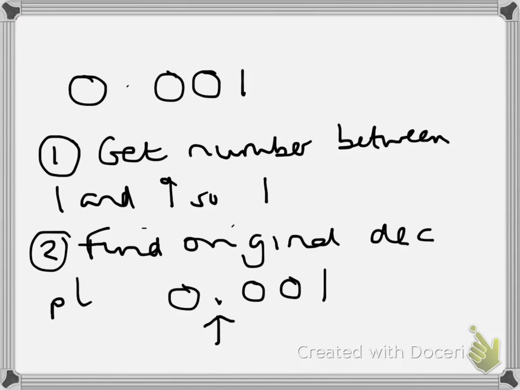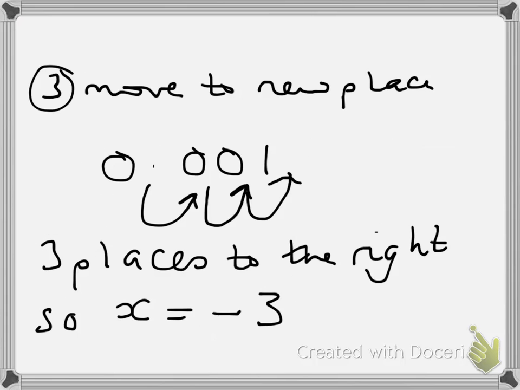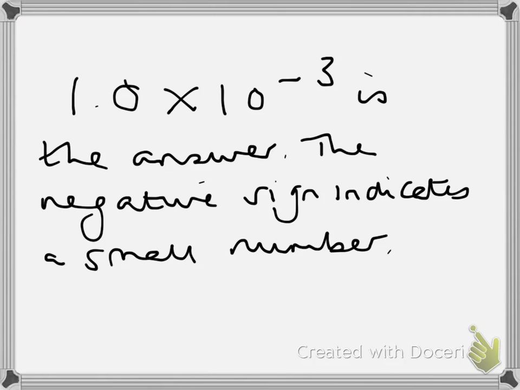If we get a smaller number, which is less than 1, 0.001, again we do the same thing, so we still find the number between 1 and 9. In this case, it would be the number 1. We find where the original decimal place was, so that was 0.001, with the little arrow showing where it originally was, and then we're going to move it to the new place, which would be following the 1. So I've had to move it 1, 2, 3 places over to the right this time, so we indicate that by having a negative number, so that's a minus 3. In this case, the answer will be 1.0 times 10 to the minus 3. The negative sign indicates that it's obviously a small number.